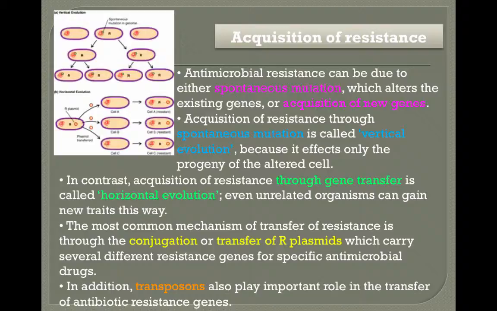In contrast, if there's gene transfer, like transduction, transformation, conjugation, that's called horizontal evolution because that's going from one cell of the population to another. So take your hand and do a horizontal line, and that is those mechanisms of transfer that we've already studied. The most common way is conjugation, through the transfer of those R plasmids. We've already studied that. In addition, transposons play an important role in the transfer of antibiotic-resistant genes.